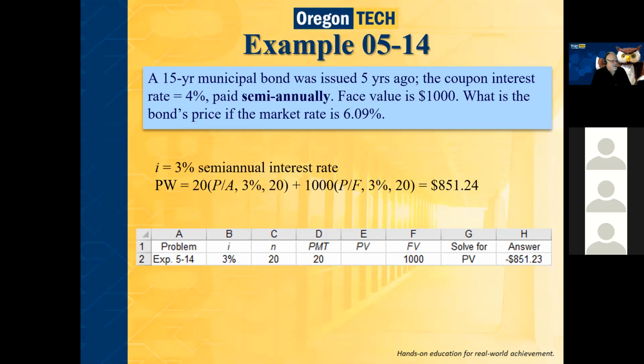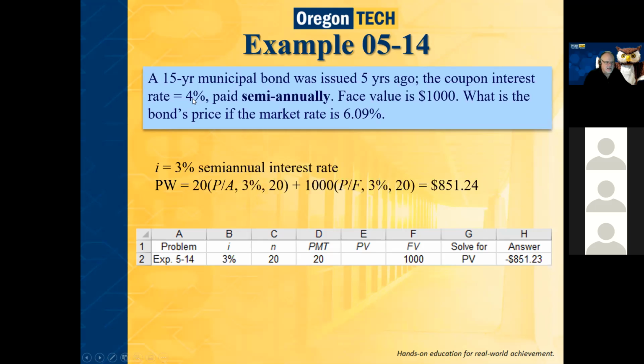So, the semi-annual interest rate, they say, is 3%. Okay, 3% is the 6.09% divided by 2. So when I get down to it, it's 0.0045, or yeah, 3.045 is the actual interest rate, because you're splitting this in half, because it's semi-annual, twice a year.